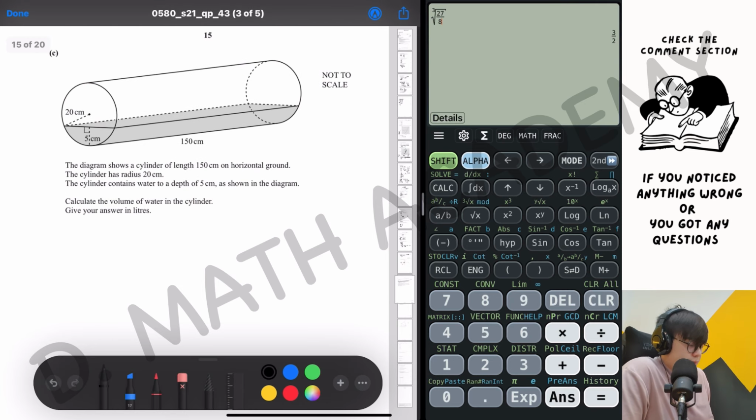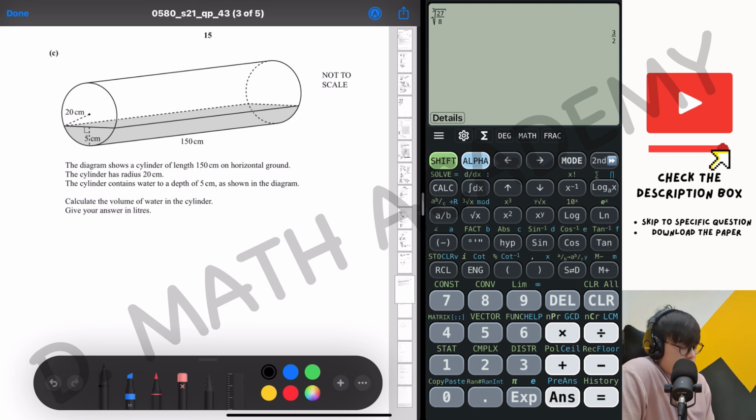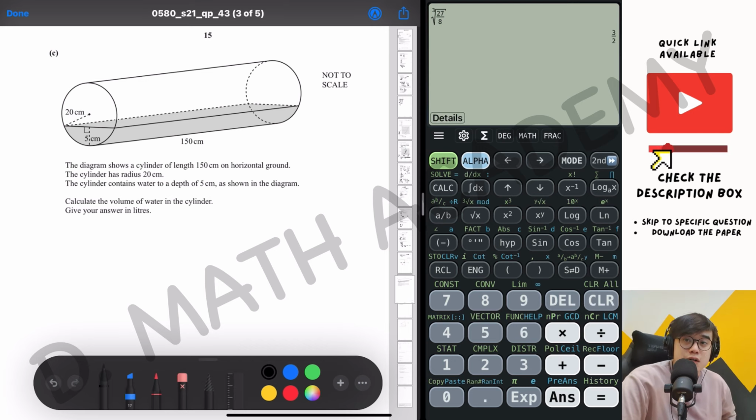So part C might be slightly challenging. The diagram shows you a cylinder of length 150 cm on a horizontal ground. The cylinder has a radius of 20. The cylinder contains a water depth of 5 cm from the ground. And then they ask you to calculate it. There's one thing that I can calculate for sure. That will be this. Notice that there's a gap here that you can fill up.